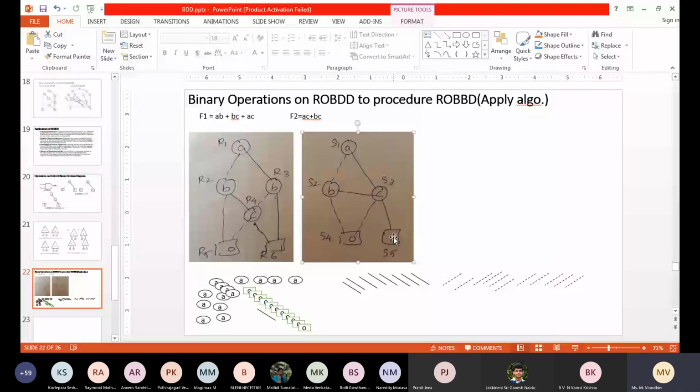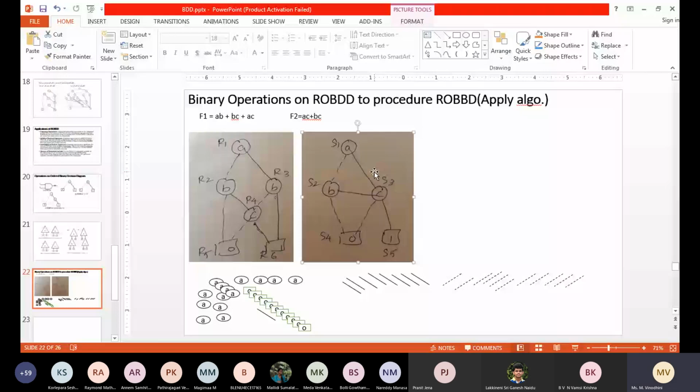Yes or no? Please respond. Yes, ma'am. So you have understood how to get this diagram for any given expression using any one method. Okay. Assume that we got this. Let me tell you the next step.